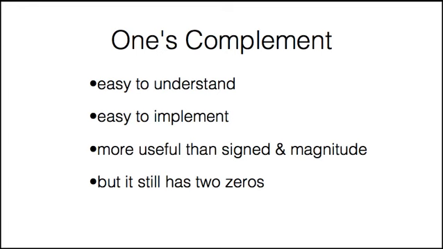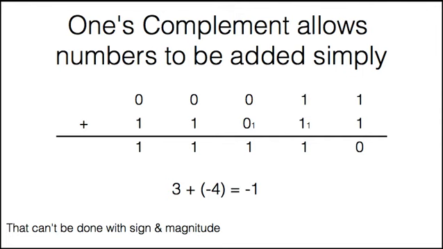Now it still has 2 zeros, because you could take 1, 1, 1, 1, 1. Like all the ones and all the zeros both stand for 0. One is positive 0, one is negative 0. So that's unfortunate. But it does allow numbers to be added together using binary addition. And you can't do that with sign plus magnitude.